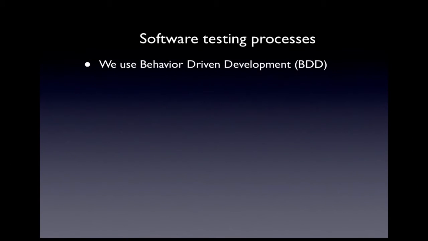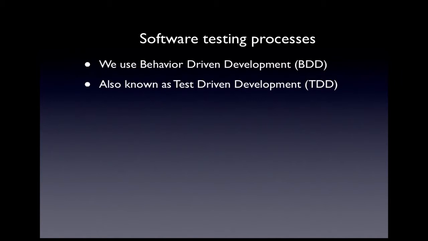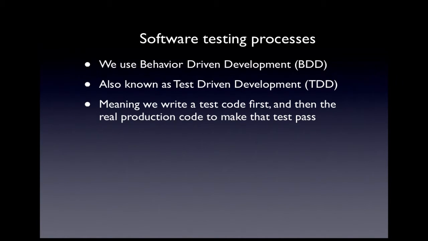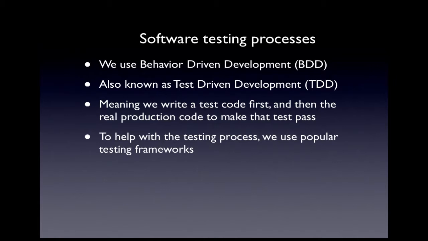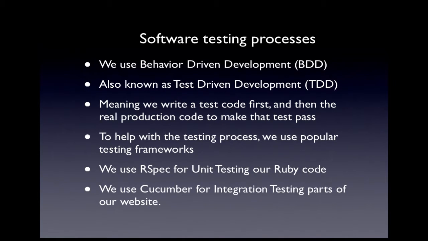The software testing process. At Nexttesting we use behavior-driven development. It's also known as test-driven development. The idea is you write test code, test Ruby code for example, and then write the real production code to make that test pass. To help with the testing process we use popular testing frameworks. We use RSpec for unit testing our Ruby code, and we use Cucumber for integration testing parts of our website.